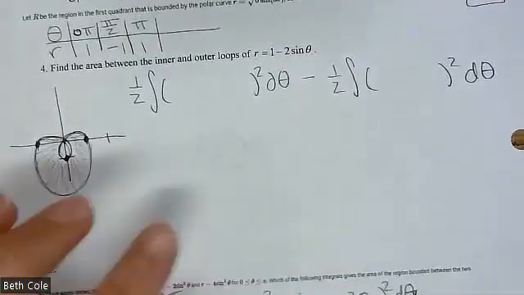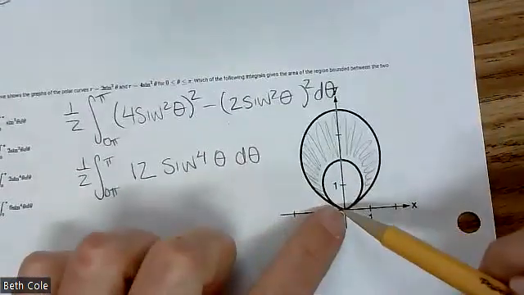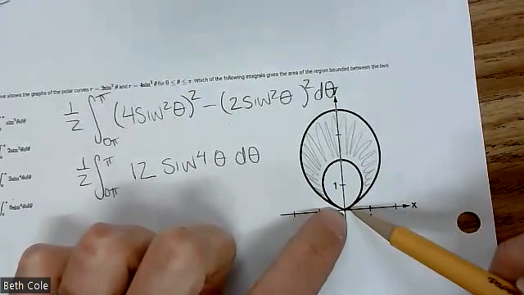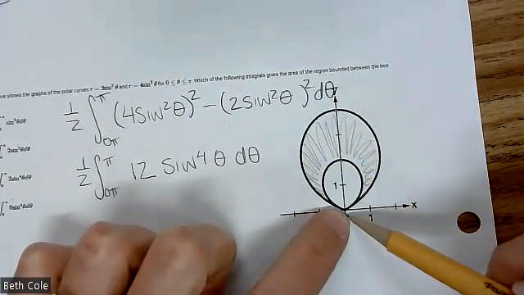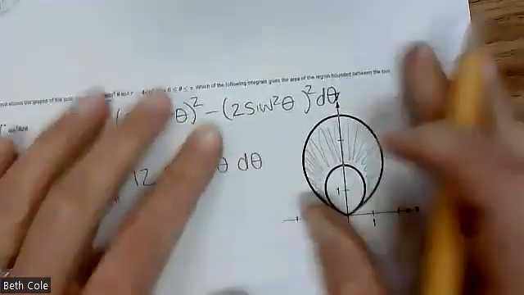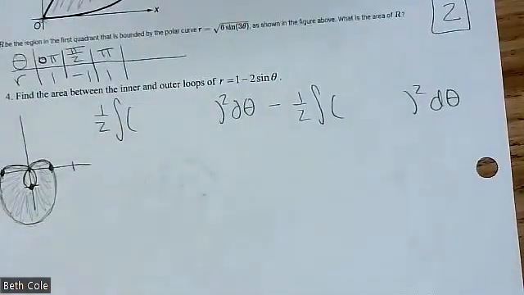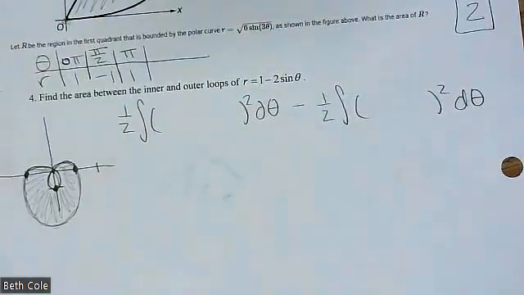Let me do a compare and contrast here. Do you see how in this one we started at 0 and came around to pi, and we started at 0 and came around to pi for both of them? The boundaries were the same. This one's not going to be the same. They're different. You have to set up 2 different things.